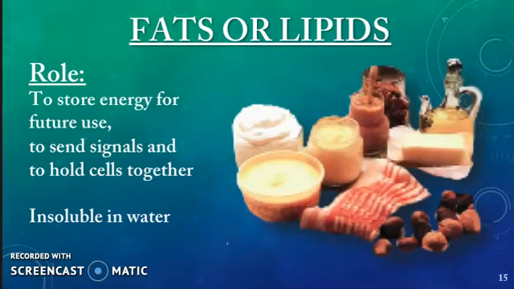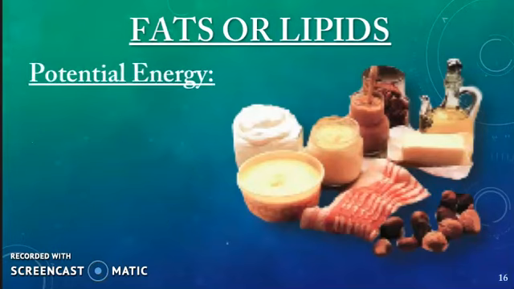Okay, and one of the things that's interesting about fats is that they are insoluble in water. So what that means is that if we put oil and water together, they don't mix. Well, most fats are going to be not soluble in water.